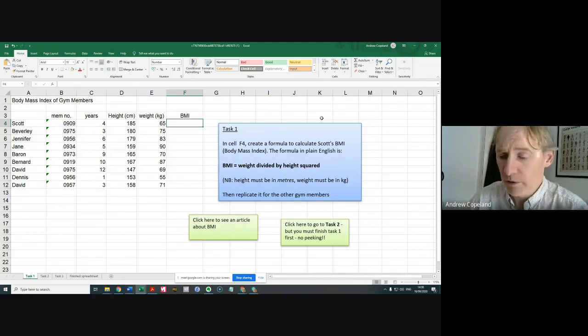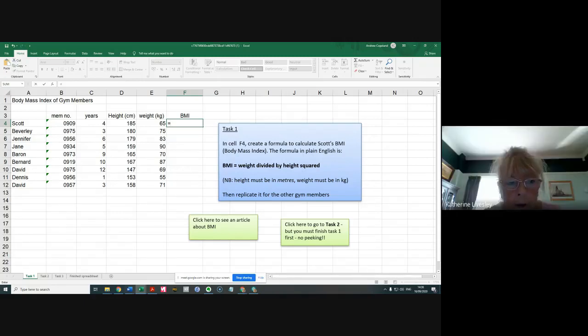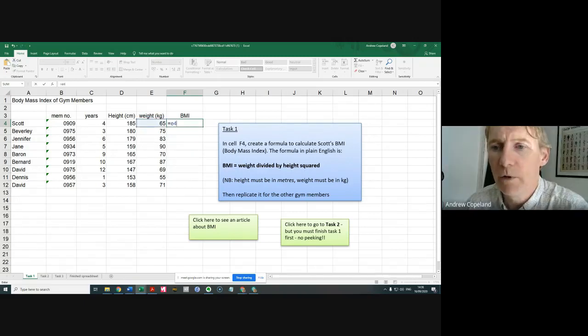One thing for sure, we know it's going to start with equals, because it's a formula, and all formulas start with equals. And then remember, the BMI is weight divided by height squared. So the next thing in the formula is going to be his weight. What cell is Scott's weight in? It's in E4. E4, that's right. I've put the small e in there, it doesn't matter, it can be small or big. So that's a great start. We've got equals E4, that's a good start. Easy so far.